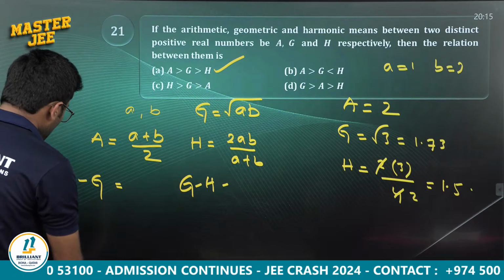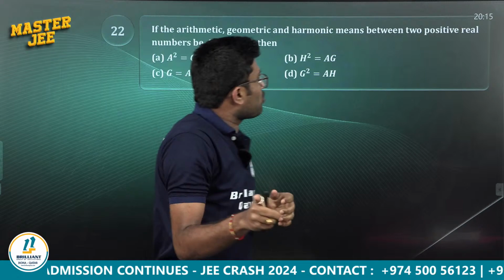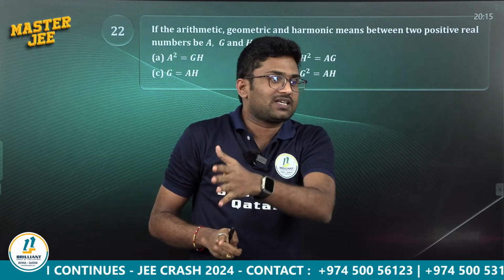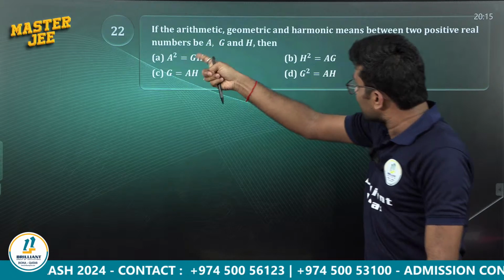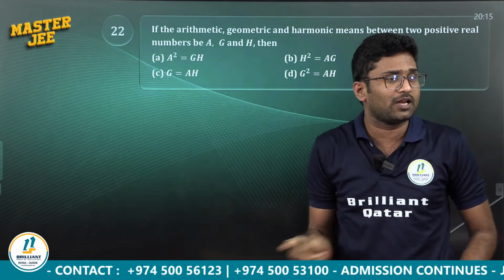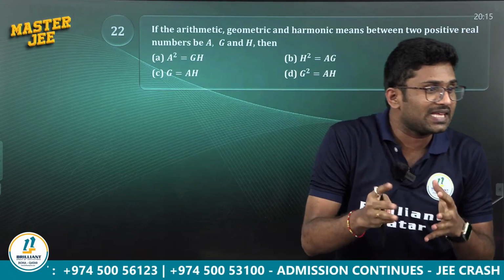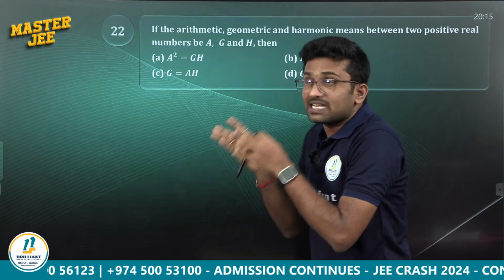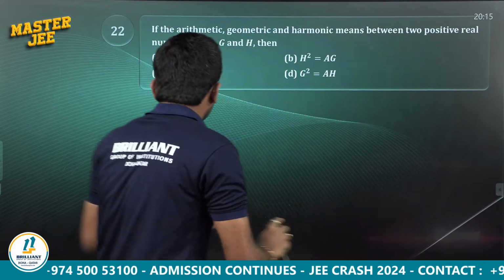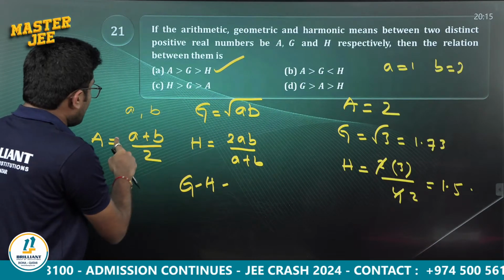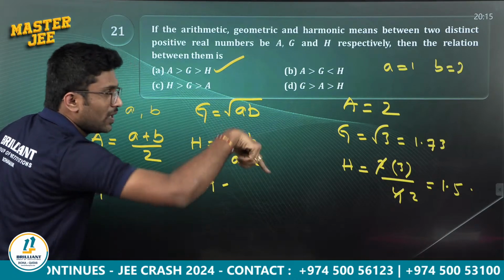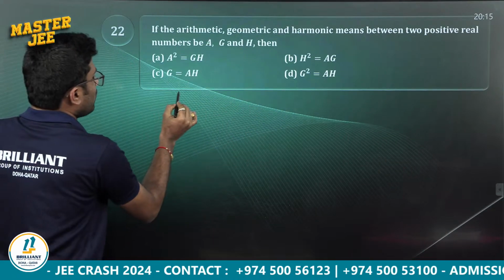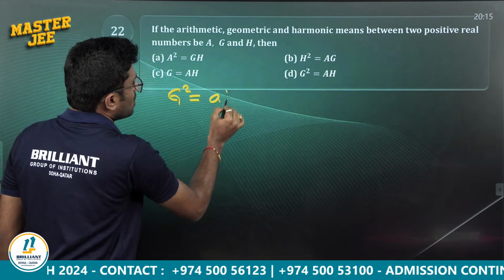In the same way, almost the same question: if A, G, H are the arithmetic mean, geometric mean and harmonic mean of two positive real numbers, then they are asking us to find the relationship between these. Just so simple again. A is (a plus b) by 2, H is 2ab by (a plus b), G is the square root of ab. What is G square? G square is equal to ab.